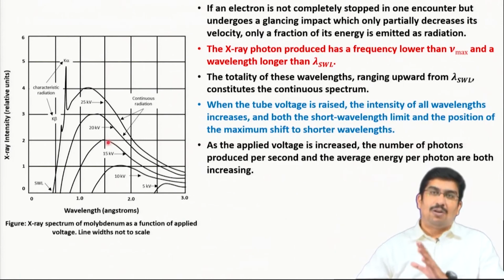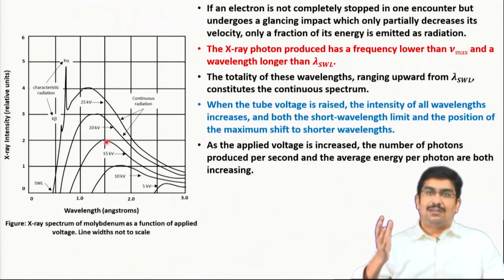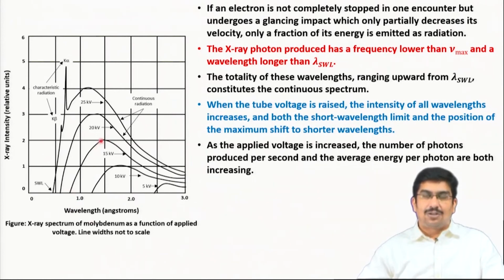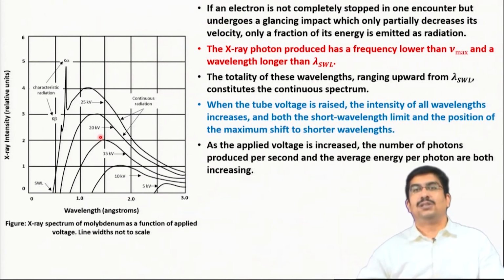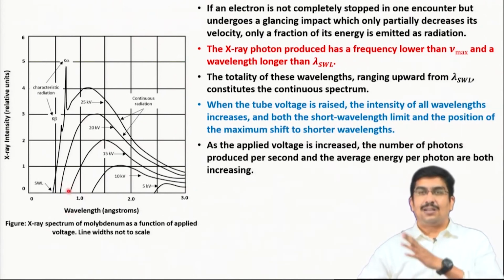The maximum will also shift towards lower and lower wavelength, because the electrons are now carrying more energy, and that means the X-rays that are produced will also have much higher energy. These are the electrons which are stopped, maybe not within one impact, but within 2, 3, 4, 5 impacts, very few impacts. Since they are carrying more energy, the X-rays produced will have correspondingly higher energy, and that will be reflected in their shorter wavelength.